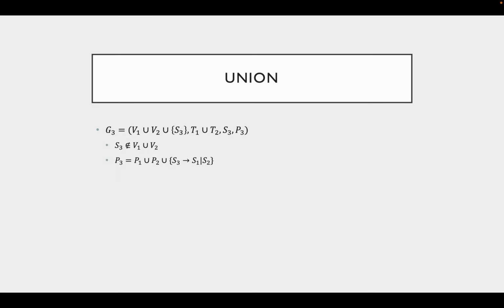S3, like I said, is not in V1 or V2, so it's a new symbol. And P3 is going to be our set of productions from grammar 1, so P1, along with our productions from grammar 2, P2, and one new rule. S3 goes to S1 or S2. What does this actually do? It allows this grammar to generate words from grammar 1 and from grammar 2. Because our new starting symbol S3 can go to the starting symbol for grammar 1 or the starting symbol for grammar 2, this grammar now produces words both in language 1 and language 2, using grammars 1 and 2.